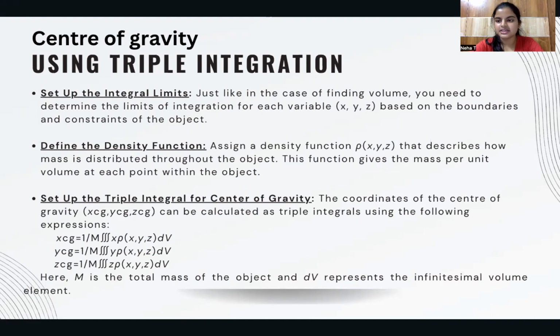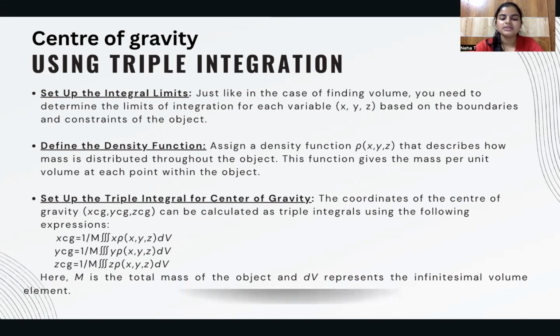Define the density function. Assign a density function rho of x, y, z that describes how the mass is distributed throughout the object. This function gives the mass per unit volume, that is, the density at each point within the object.